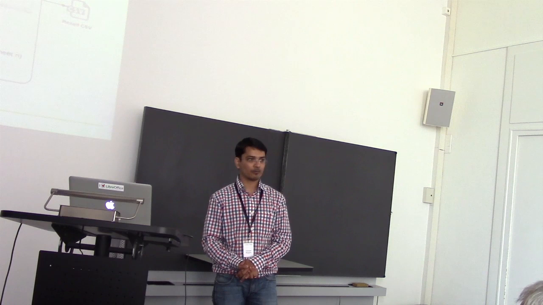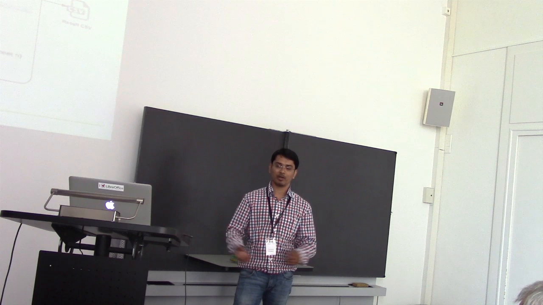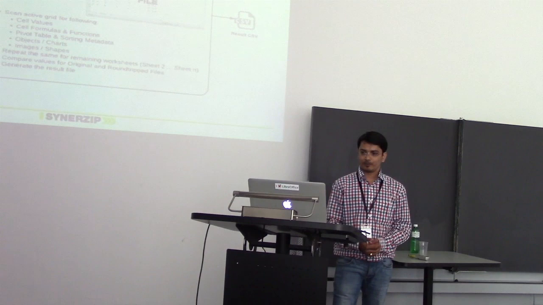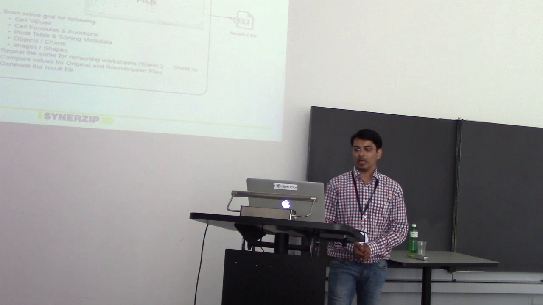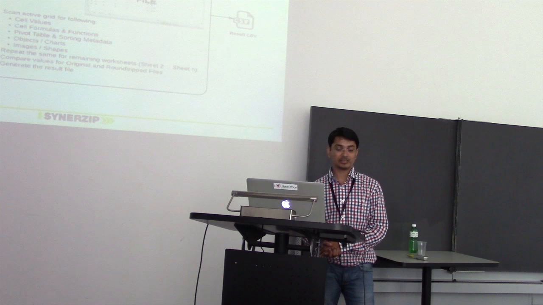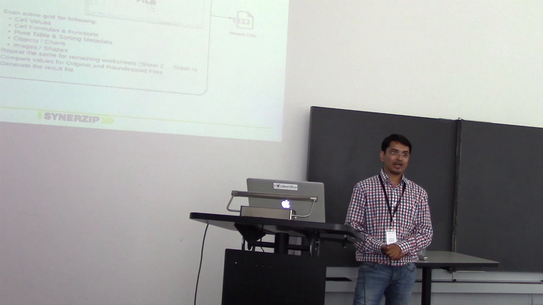If you have Java expertise, then you can use Apache POI, and if you have .NET expertise, you can always use the Microsoft Interop library. So there are two options basically, right? Using any of these libraries, you can extract from the sheet, or the Calc, the cell values or the cell formulas or functions, pivot tables, charts, images, anything that you want to extract, and you can compare this data.